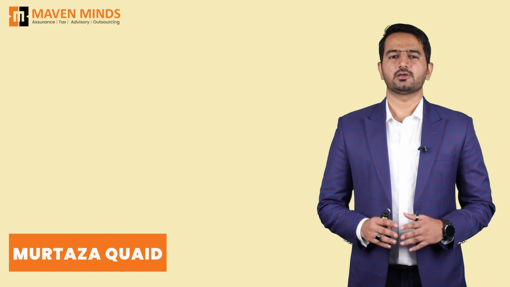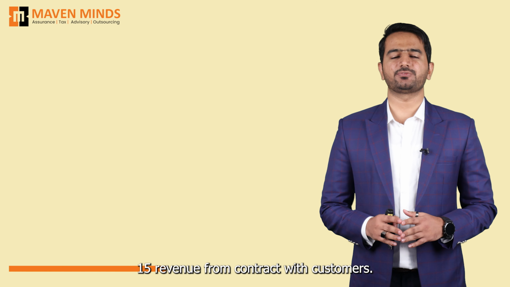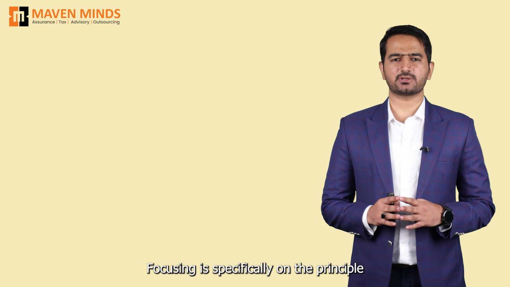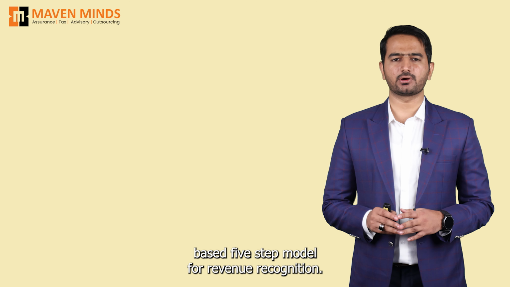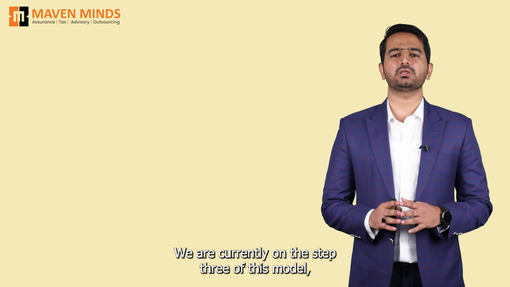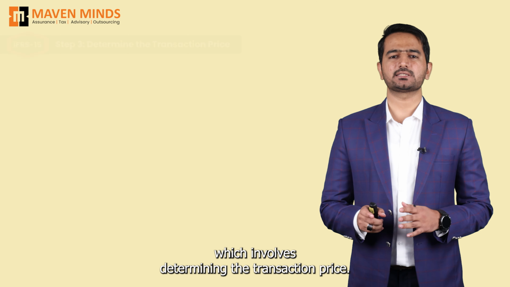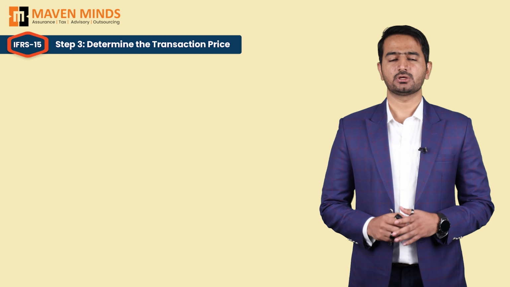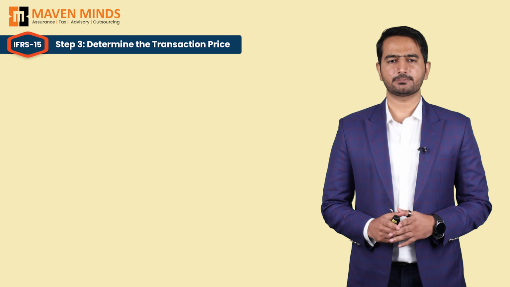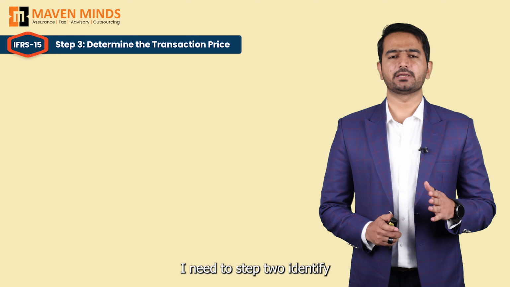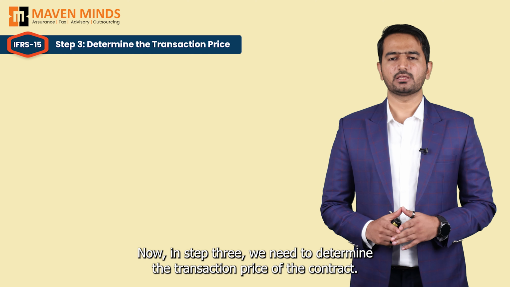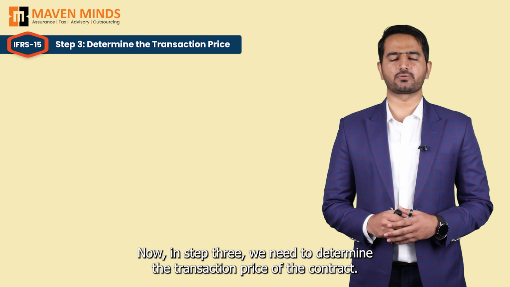Hello everyone. We have been discussing the IFRS 15 revenue from contract with customers, focusing specifically on the principle-based 5-step model for revenue recognition. We are currently on step 3 of this model, which involves determining the transaction price. To recap, in step 1, we identified the contract with the customer, and in step 2, we identified the performance obligation in the contract. Now in step 3, we need to determine the transaction price of the contract.